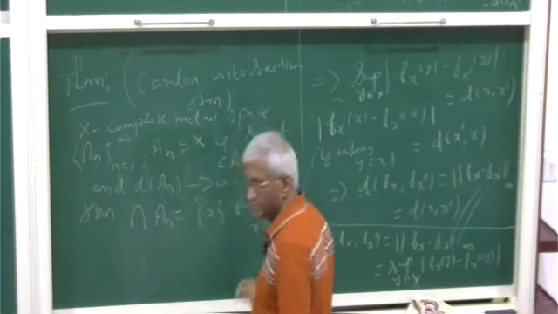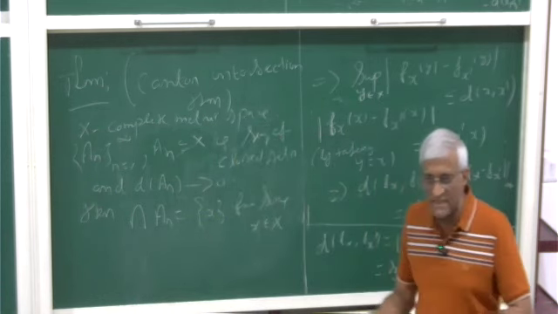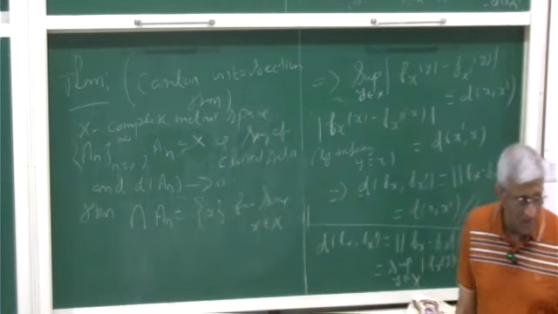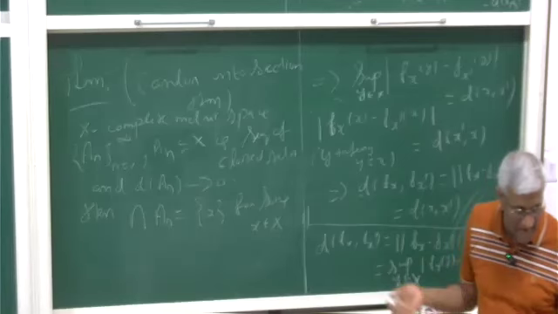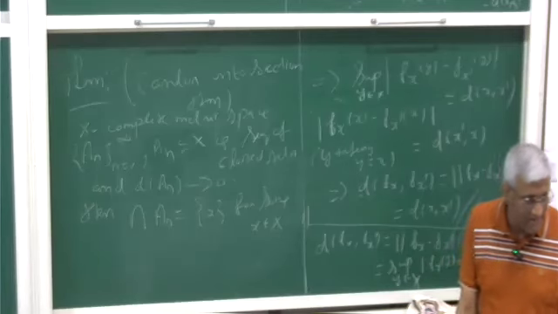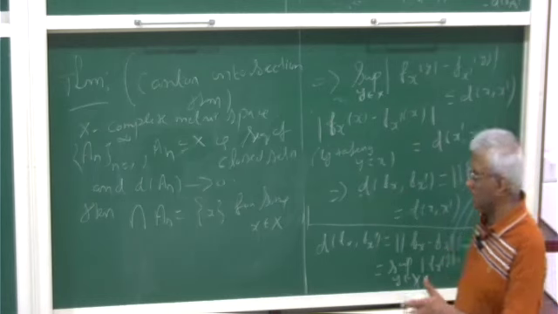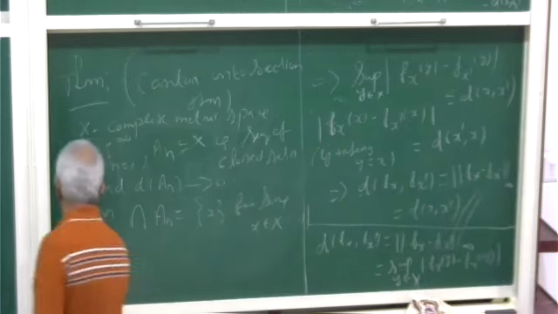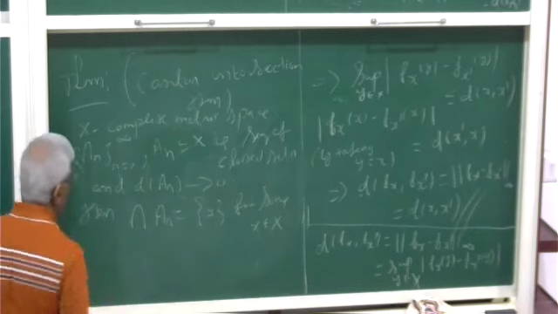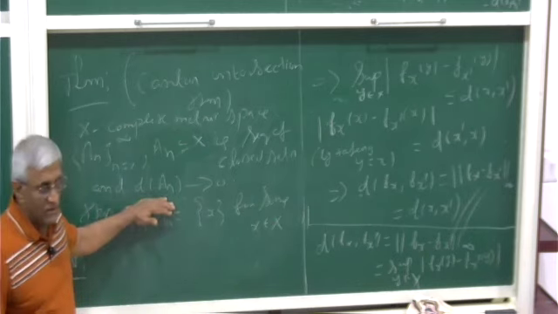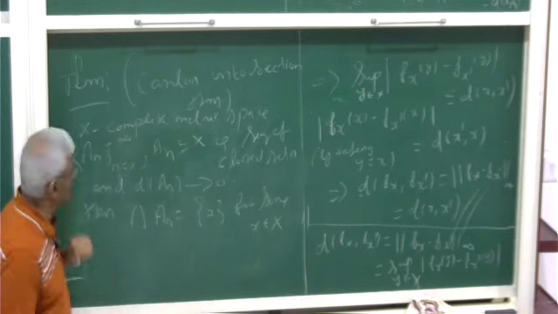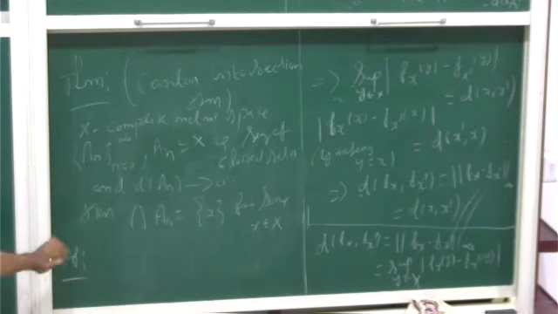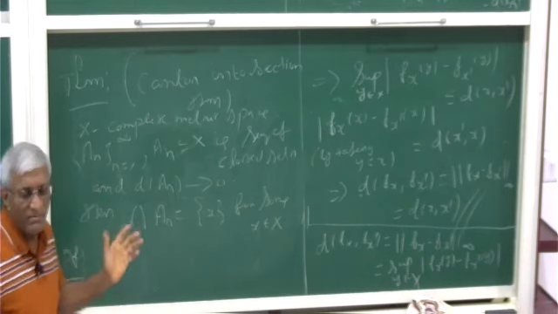If you have a collection, a sequence of closed sets with vanishing diameter, whatever we define, with vanishing diameter, then the intersection is a singleton. That's what this says. Proof: we have already proved that if d of A_n goes to 0, it has to be a singleton. Now we have to prove that it's non-empty, because it could be empty or singleton.